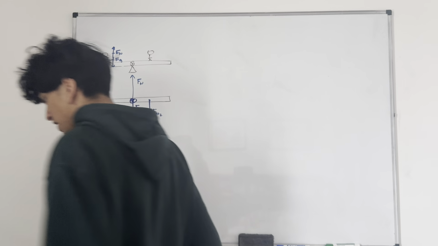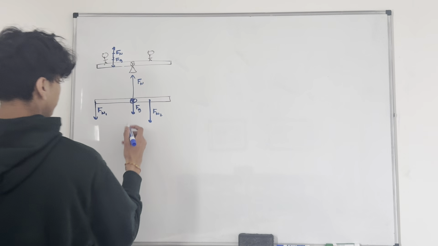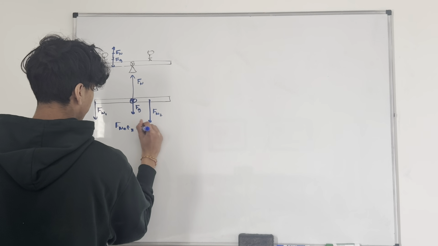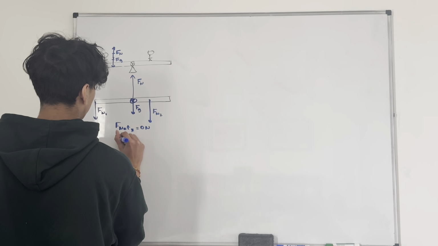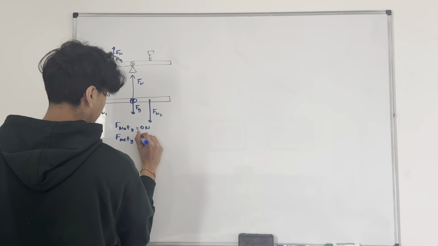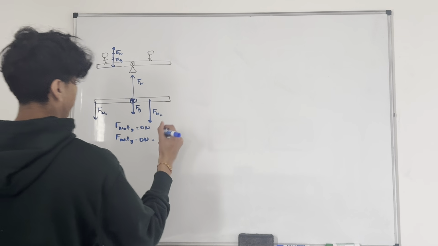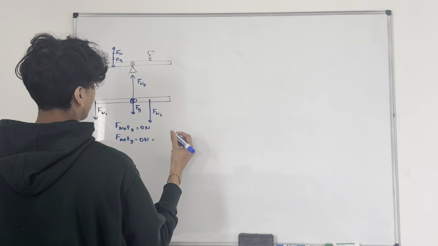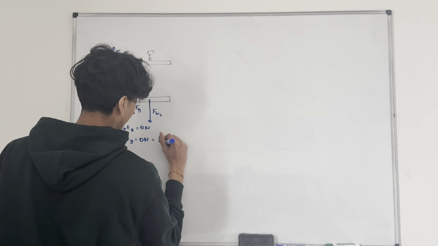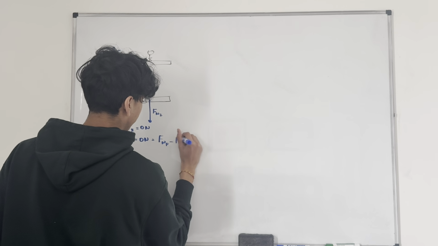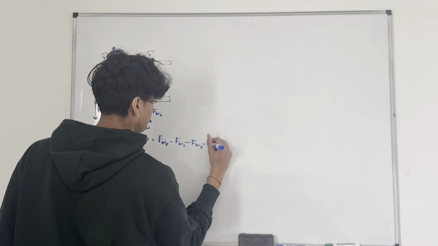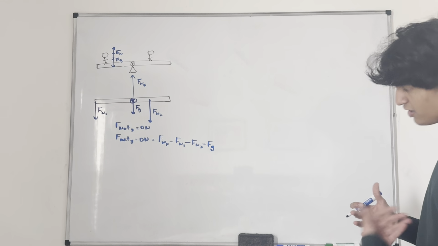Okay, let's write some F net equations for part B. For the beam, F net in the x direction is just 0, there are no forces. F net in the y direction is also 0 because it's not accelerating, but you're going to have Fn by the fulcrum minus Fn1 minus Fn2 minus Fg.